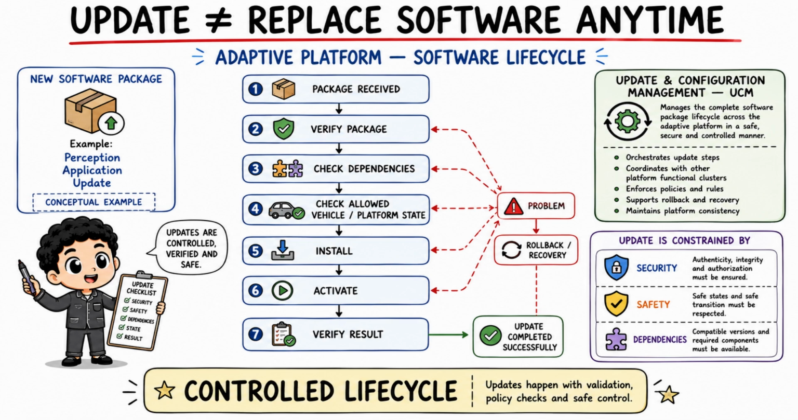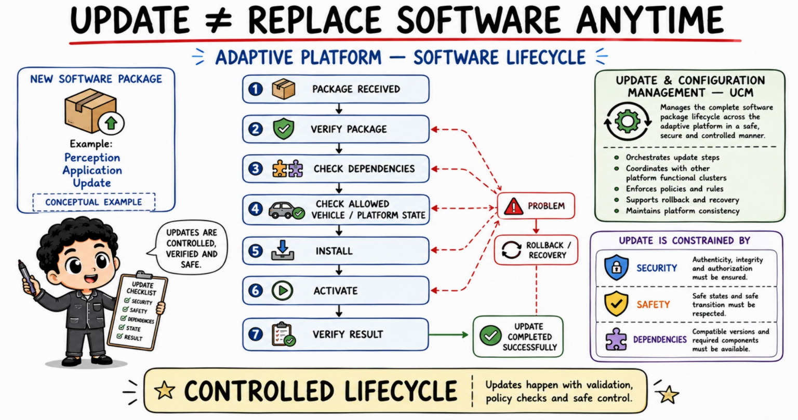Now, consider software updates. Our perception application improves after the vehicle has already been manufactured. In a high-performance software platform, it may be desirable to install a new software package while maintaining control over dependencies, compatibility, activation, and rollback. Adaptive Platform therefore includes update and configuration management as part of its software lifecycle capabilities.